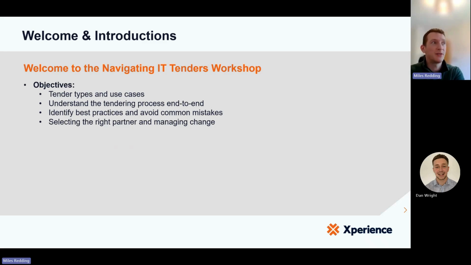And then through that, we'll identify some of those best practices, some of those common mistakes, and how you can work that process through to ultimately end up with the right partner at the end of it, which is ultimately the goal of running a procurement process: to find the correct partner that's going to deliver value for you on the services that you're tendering for.